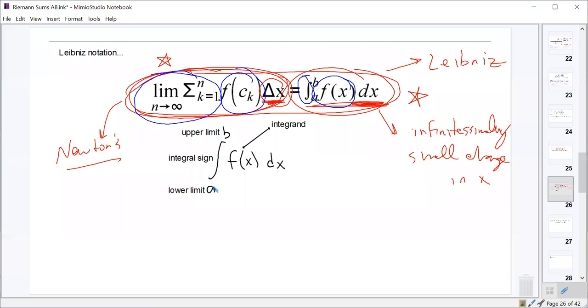And so we call the lower value here, the a value, the lower limit, and the b value, the upper limit. Those are just the restrictions on where we're looking for the area. The integral sign tells us that's what we're looking for, the area underneath this curve, and then our integrand is everything inside the integral sign. Good or no?